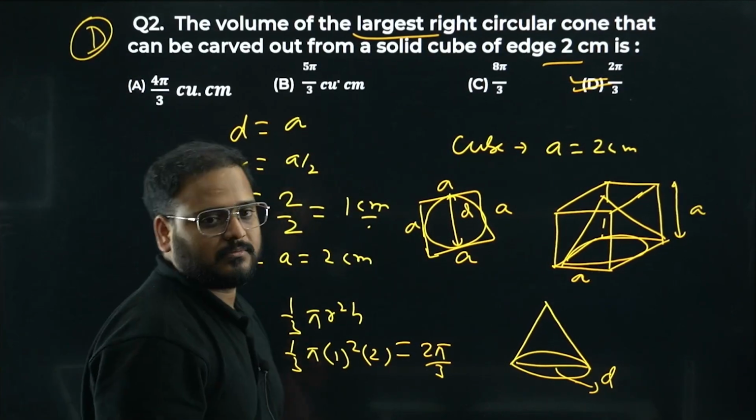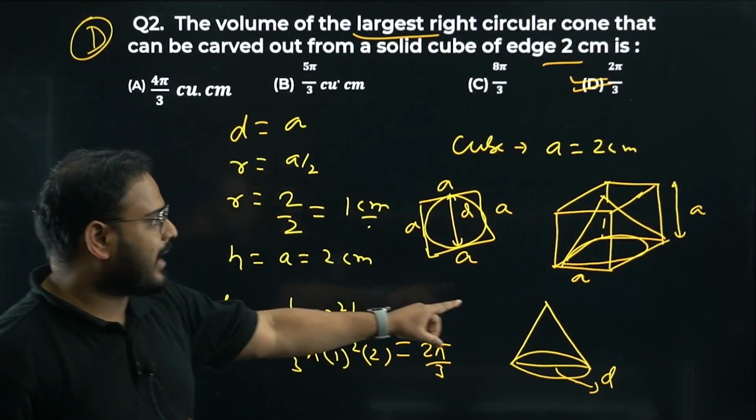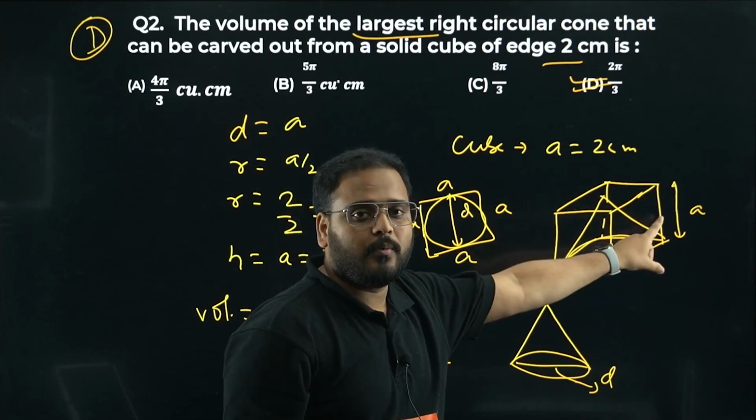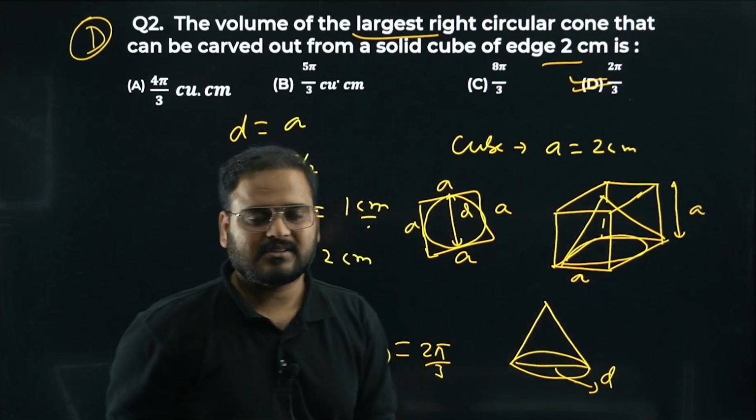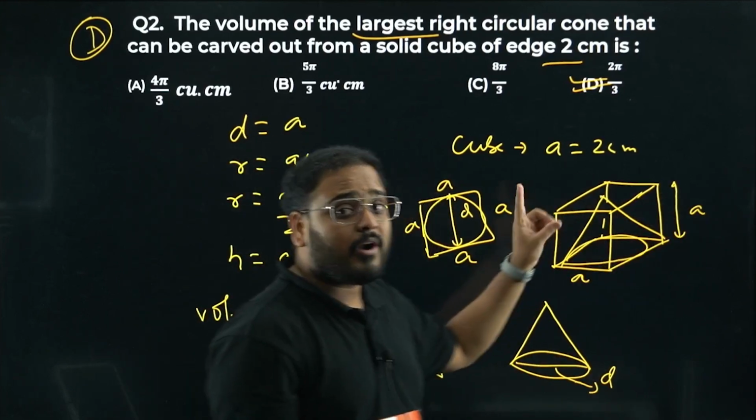An excellent question. I'll explain it again. The height part is when the maximum height of the cube, means if I start from the base, the contact will come with the top surface. So maximum height can be only A. What about the diameter?